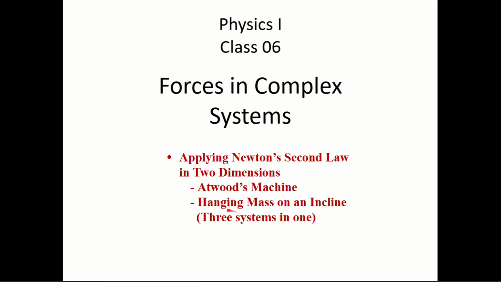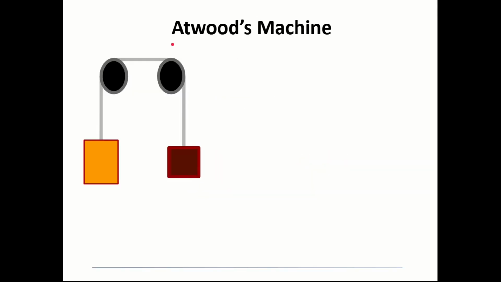With the hanging mass on an incline, we're going to get free systems just by using that one formula that's derived from the hanging mass on an incline. In fact, one of those scenarios that can come from this hanging mass is going to be the Atwood's machine. Now let's talk about our first system, the Atwood's machine.